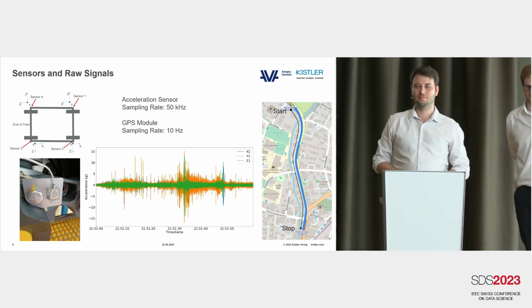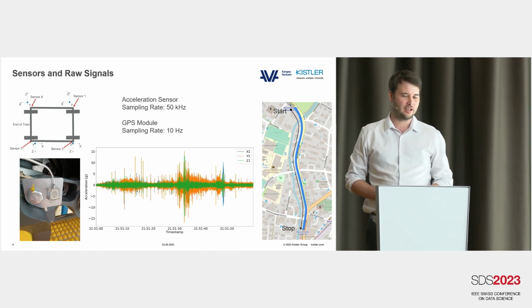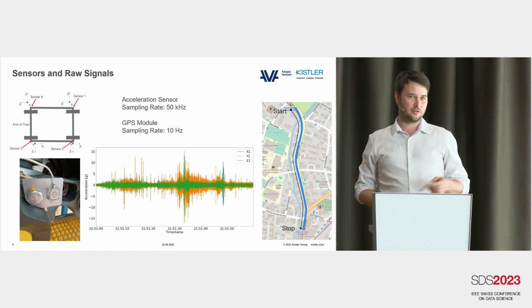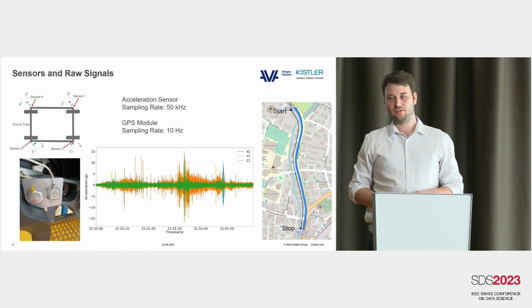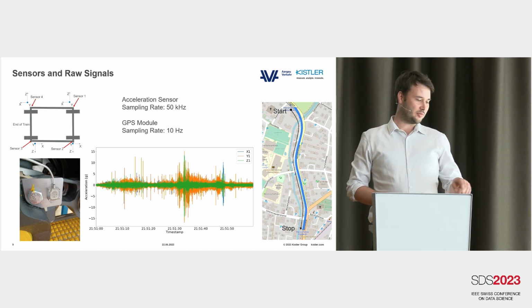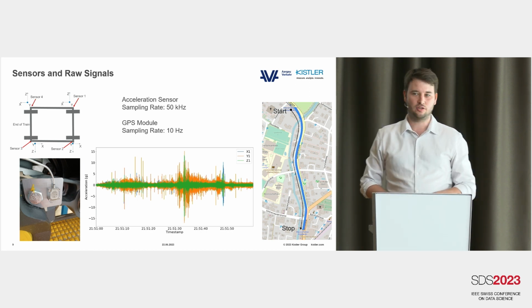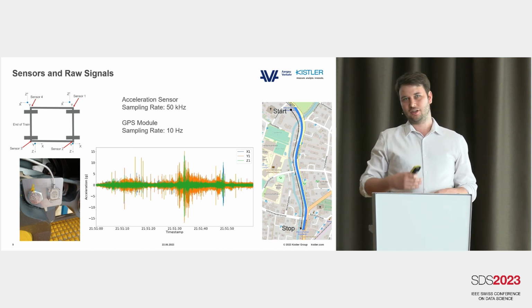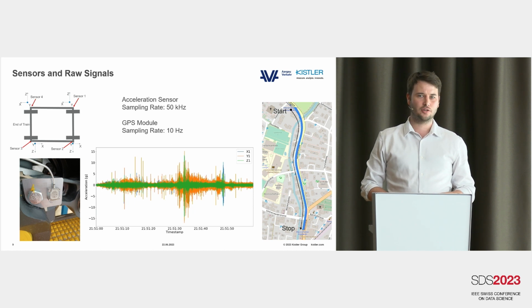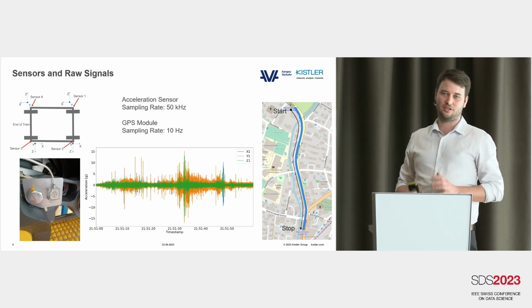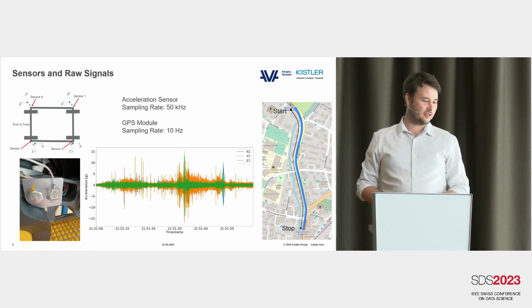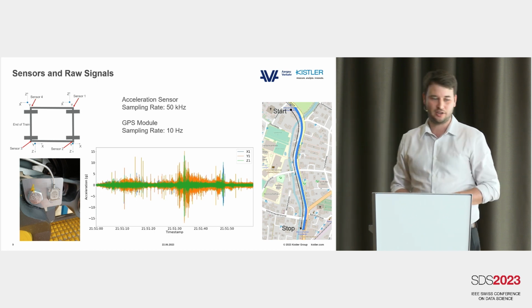So, as Gerrit already mentioned, we measure acceleration and the GPS position of the train. And in our current setup, we have 4 acceleration sensors, which are mounted to the axle box, which you can see on the left side of the slide. The acceleration is sampled at a really high sampling rate, 50 kilohertz, which produces a lot of data in a short amount of time. One example of a 1-minute file you can see in the middle of the slide. And we measure the X, Y, and Z direction.